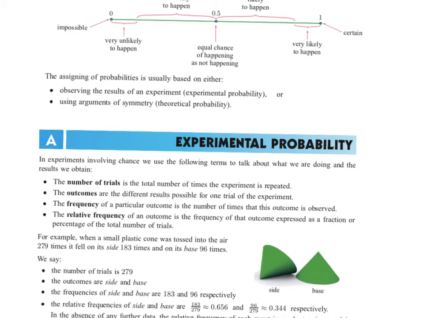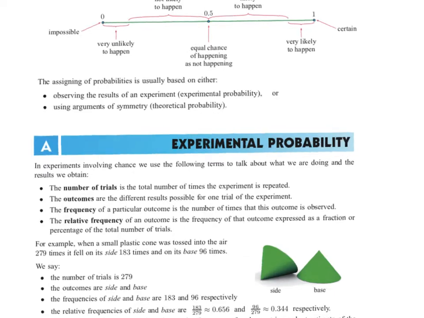So for example, I'm going to read this example to you. It says when a small plastic cone was tossed into the air 279 times, which is a lot of times, it fell on its side 183 of those times and on its base 96 times. So the number of trials is 279 times because that's how many times we tossed it into the air. The outcomes are either side or base, so it either landed on its side or landed on its base. And the frequencies of side and base are 183 and 96 respectively, meaning that it landed on its side 183 times and 96 times it landed on its base.